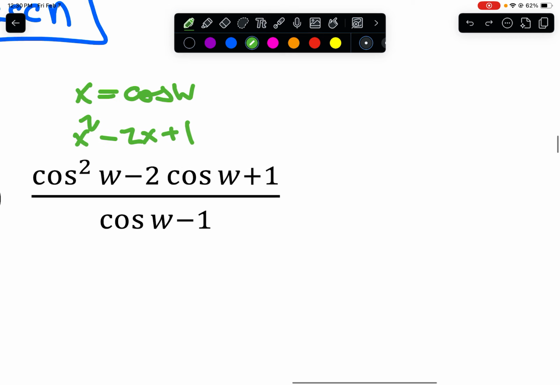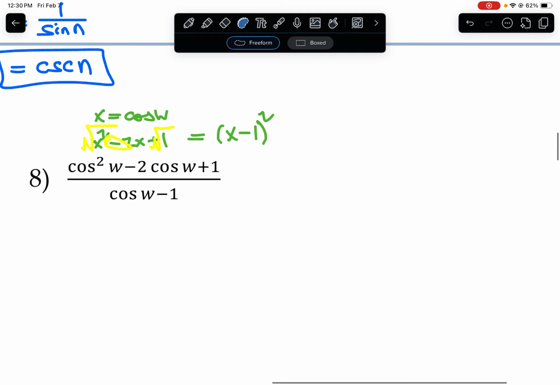Now, if you kind of see it, this is actually what we call a perfect square trinomial, meaning I can take the square root of the first and the last and then take the sign of the b term. And then what this is going to equal is x minus 1 squared. So it's a perfect square trinomial. So we're going to relate that information down here.